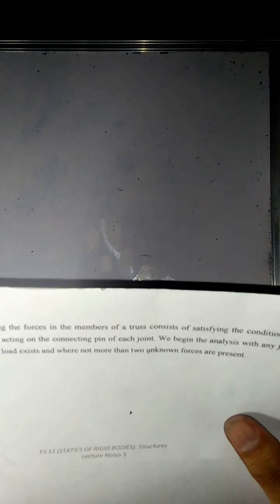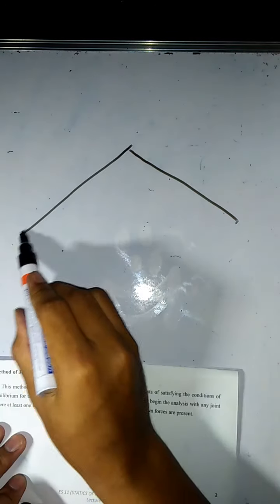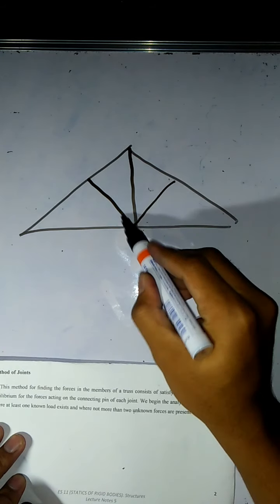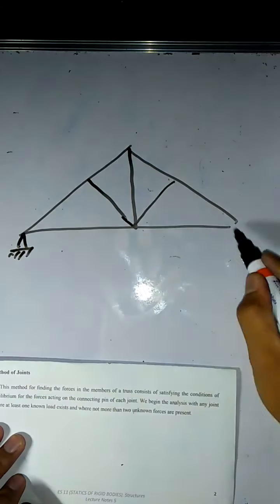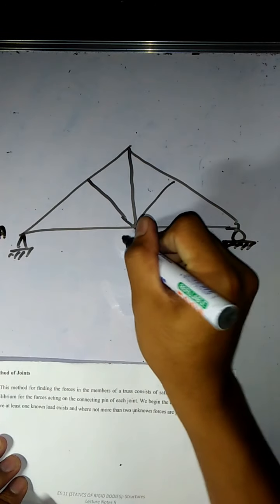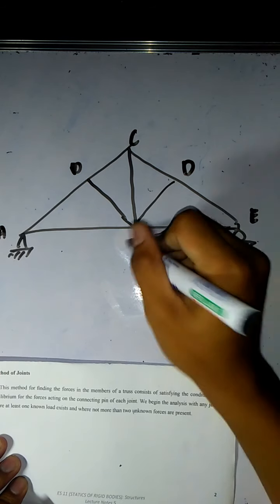So in method of joints, to find the forces in the members of a truss consists of satisfying the conditions of equilibrium for the forces acting on the connecting pin of each joint. Okay, so first things first, let's consider this simple truss. Okay, this is point A, B, C, D, E, and F.